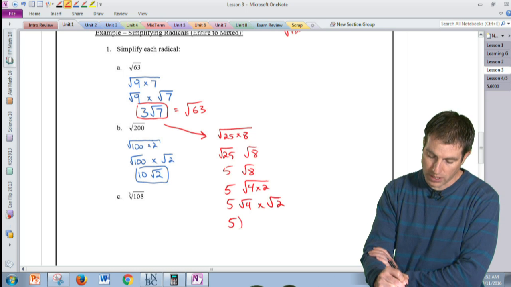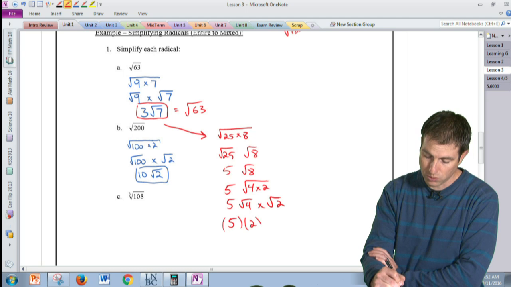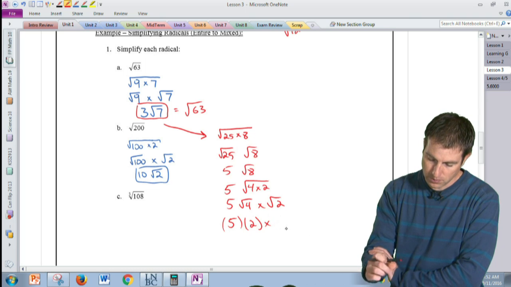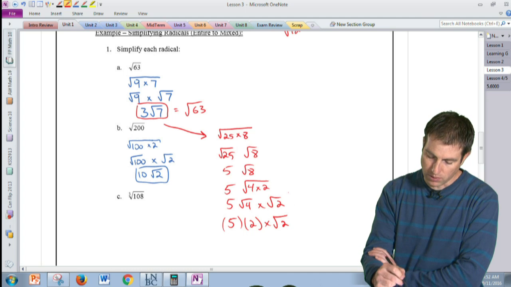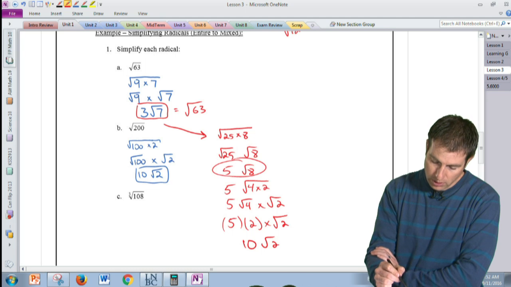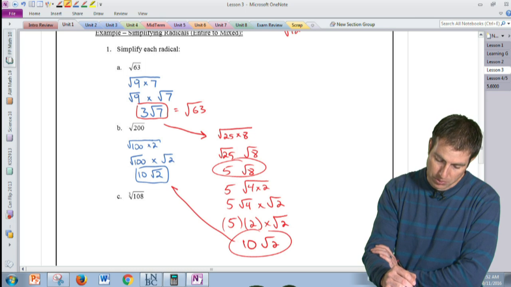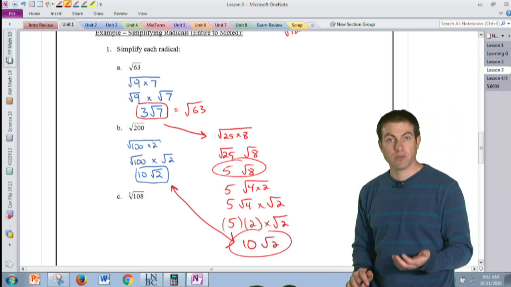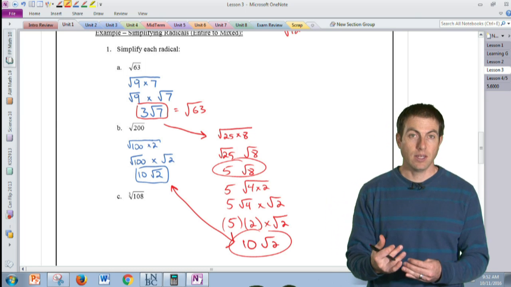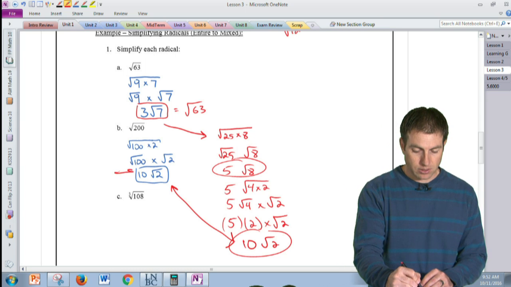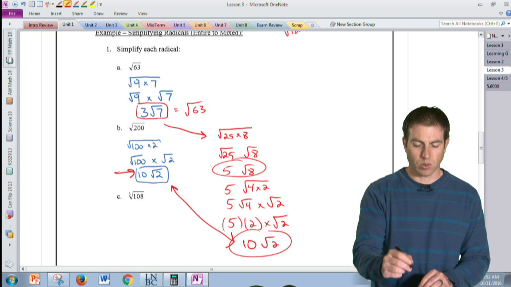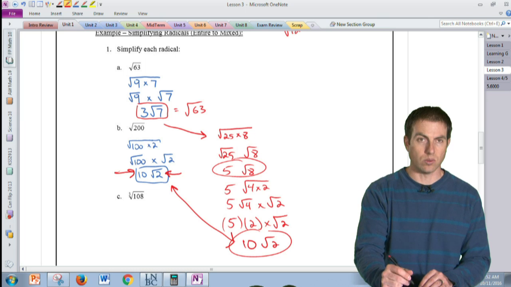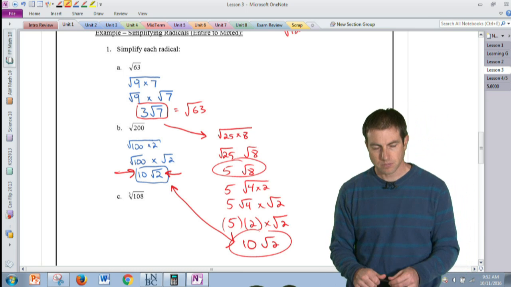So I'm going to have 5 times the square root of 4, which is 2, times the square root of 2. 5 times 2 is 10, root 2. Now, instead of finishing here, I've ended up with the same thing as I had there. So if you don't find the largest perfect square on your first try, make sure when you get to your answer, you ask: are there any perfect squares that go into root 2? Or is that as simple as it gets?